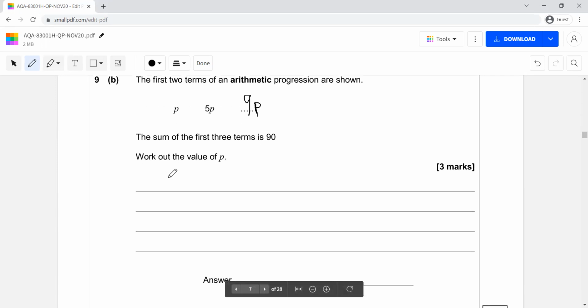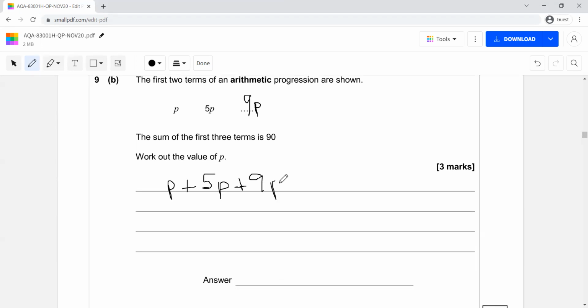Okay, so now we have the sum is equal to 90. So we have p plus 5p plus 9p is equal to 90. So you can therefore say that 15p is equal to 90. So p therefore must be equal to 6.